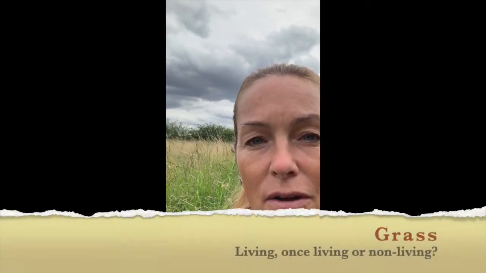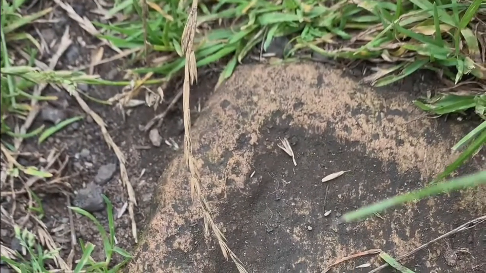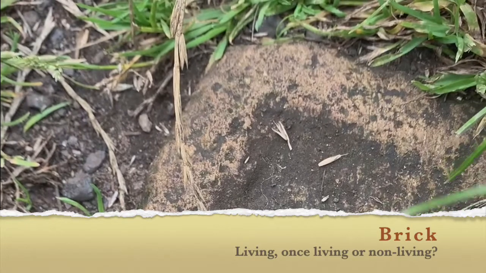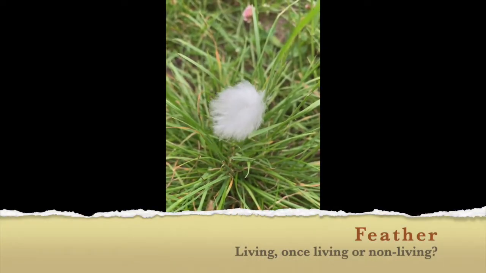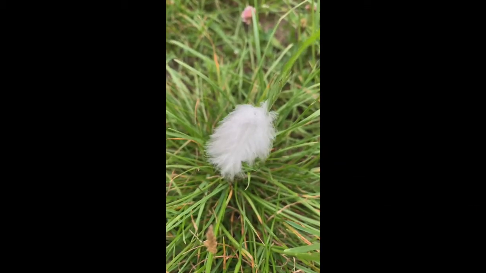We finally got into the fields, which are nice and quiet, away from all those cars. I'm in a field now full of grass. What group would you put the grass into? Living, once living or non-living? This brick. Which group will you put the brick into? Write it down in your table. Feather. What group would you put that into? Living, once living or non-living?